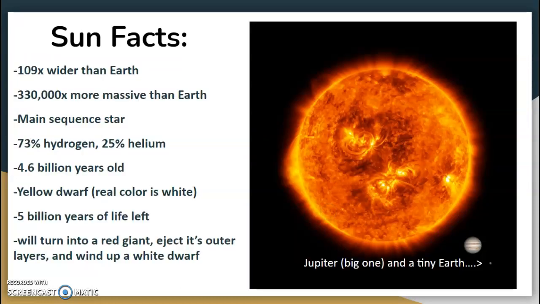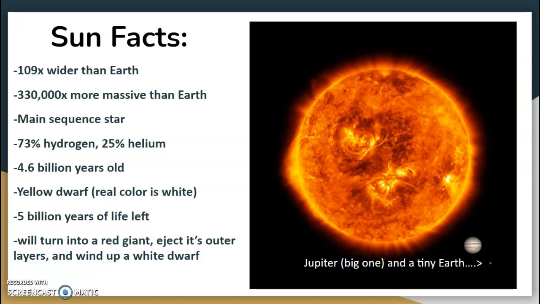Now, some facts about the sun. It's about 109 times as wide as our planet. It's about 330,000 times more massive than our planet. It's a main sequence star, so it's pretty average. It's about 73% hydrogen, 25% helium, and then a couple percent other elements. It's about 4.6 billion years old. It's a yellow dwarf, although it looks white. So we see it as kind of yellowish, but it's actually white. That's caused by our atmosphere.